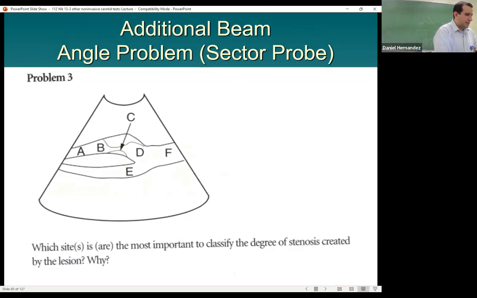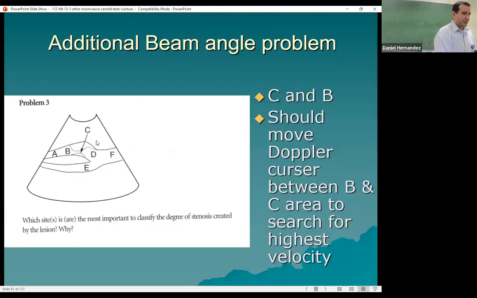Which site or sites are most important to classify the degree of stenosis created by this lesion? We're going to need D, we're going to need C, absolutely, because that's going to be our fastest velocities, and we're going to need B after that stenosis. Our fastest velocities are going to be within C, and we get post-stenotic turbulence. If you wanted to do a velocity ratio, D is very important as well.